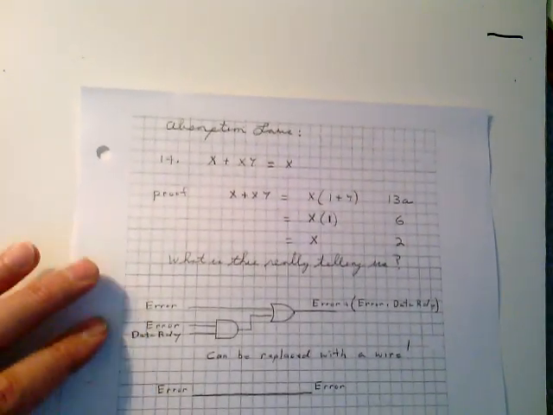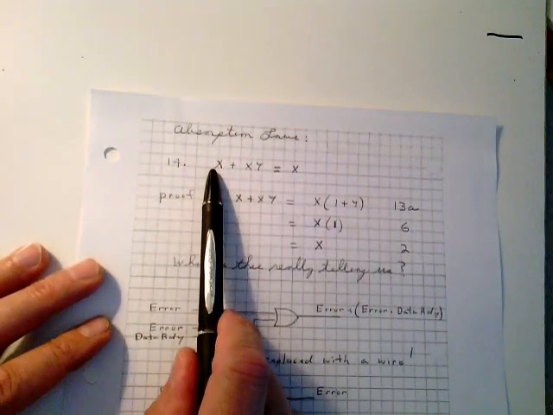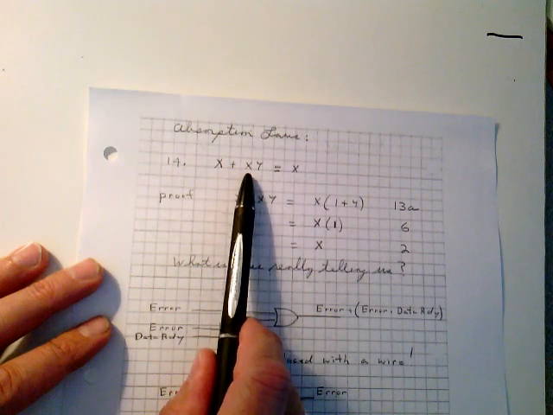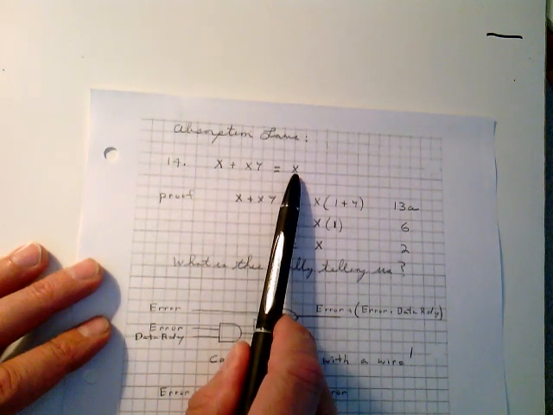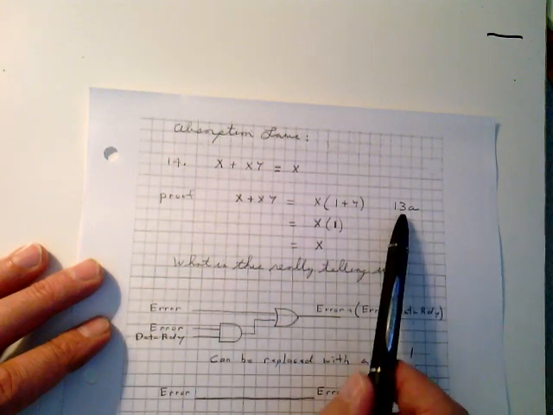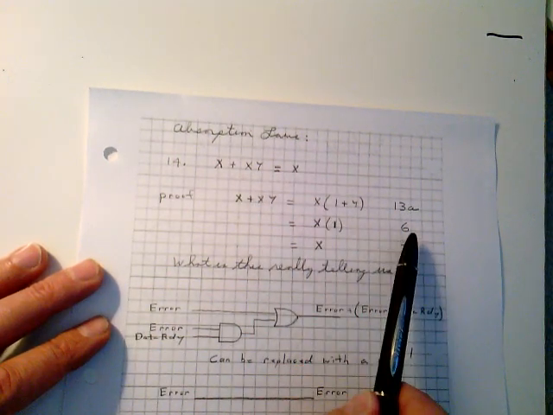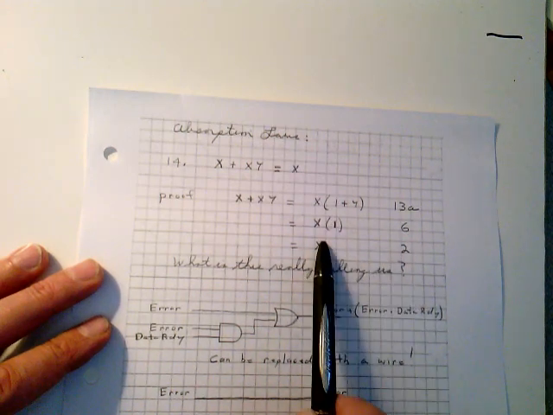Take a look at page number 51. We have the absorption law. It's Theorem 14. X or x and y is the same thing as x. And here's the proof. Theorem 13a gives you this from here, 6 gives you this, and 2 gives you this.